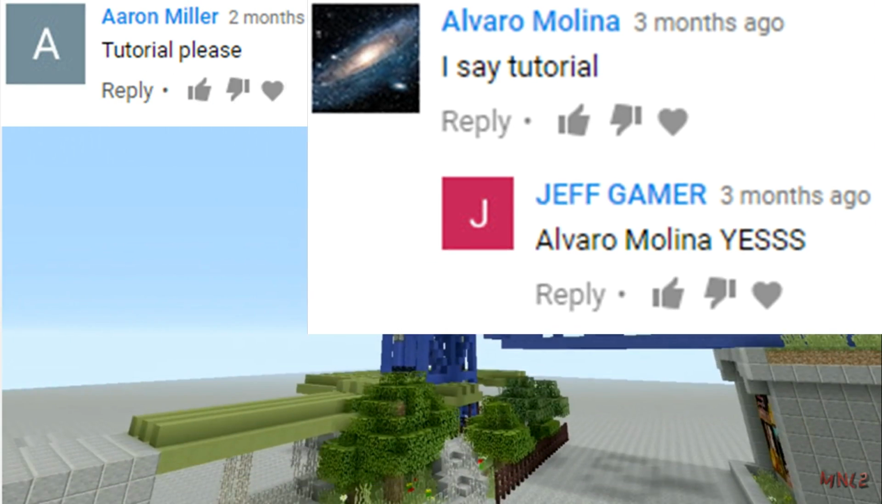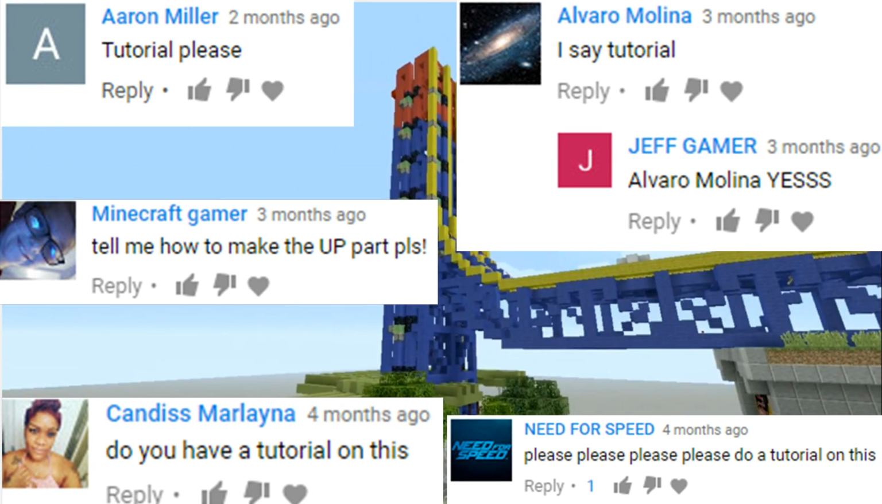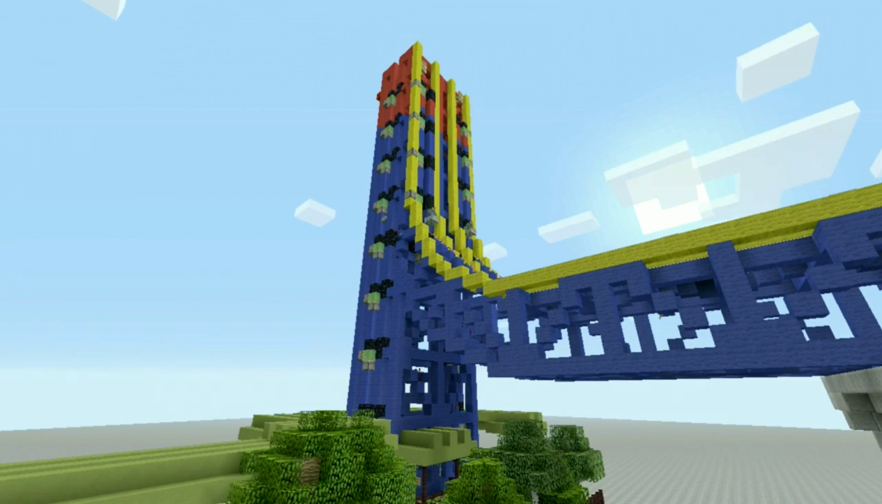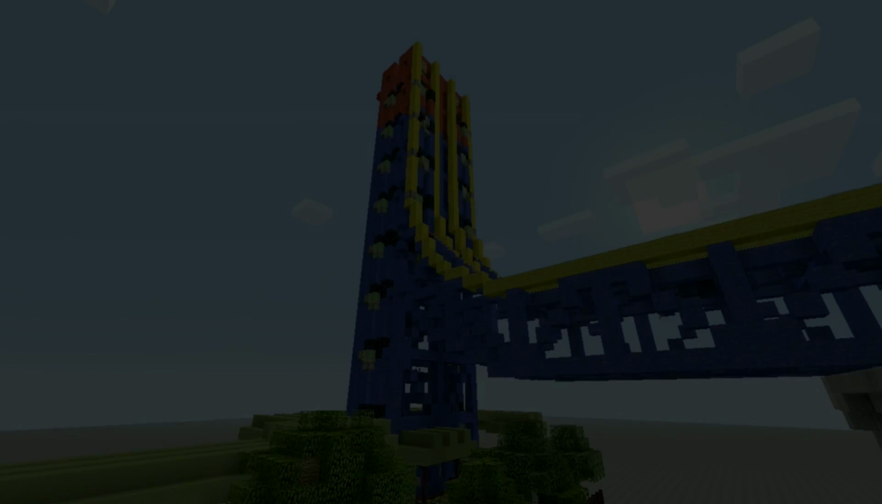Also, a lot of you have been asking me to make tutorials on some of my Minecraft roller coaster recreations. However, it would take me forever to make tutorials on all those recreations. So instead, I present to you this guide that will hopefully help you make any roller coaster recreation that you want. Let's get started.